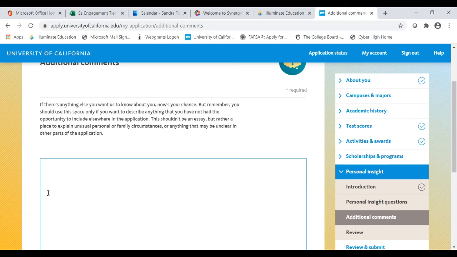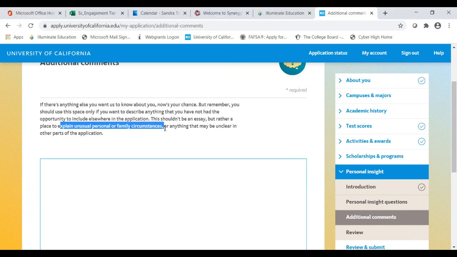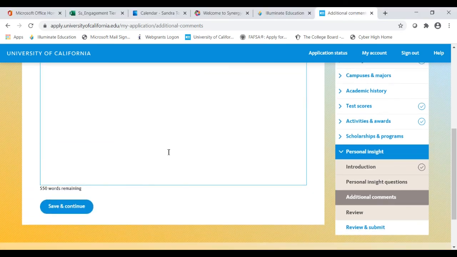So this is an opportunity. You don't have to write something, but it's an opportunity to add anything else that you want to share with them. Remember, you should use this space only if you want to describe anything that you have not had the opportunity to include anywhere else. So they don't want to see anything repeated, okay? It's something that they don't know based on your application or your personal insight questions. It's rather a place to explain unusual personal or family circumstances or anything that may be unclear in other parts of your application, okay?